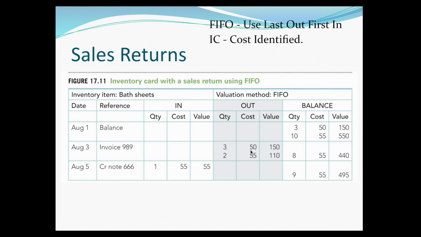So let's say you sell a piece of inventory, and the question doesn't give you which inventory you sell. You automatically, in your response, say that you sell the one that's costing $50 as opposed to the one costing $55, because that's the one that came into the business first. So that's the one that's going out first.